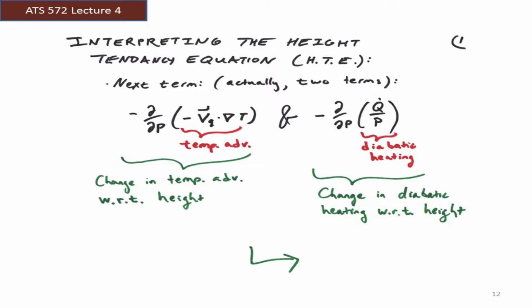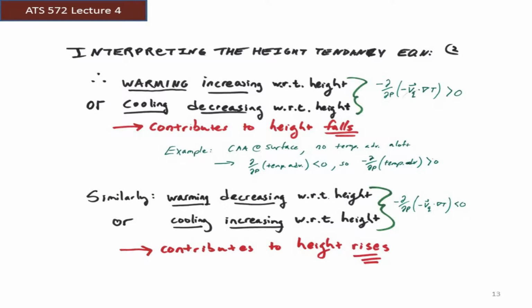There are more terms in the height tendency equation. For example, there's a temperature advection term and there's a diabatic heating term. But notice that it's actually partial p of temperature advection and partial p of diabatic heating. It's how temperature advection changes with respect to height and how diabatic heating is changing with respect to height. And you will want to know these basic rules here: according to the height tendency equation, warming increasing with height or cooling decreasing with height. Which one of these is the one that's going to actually happen?